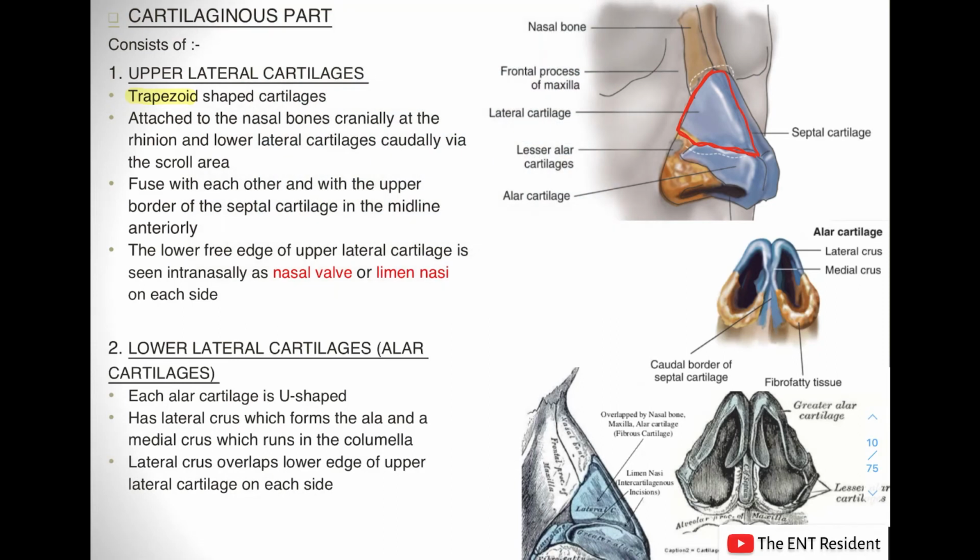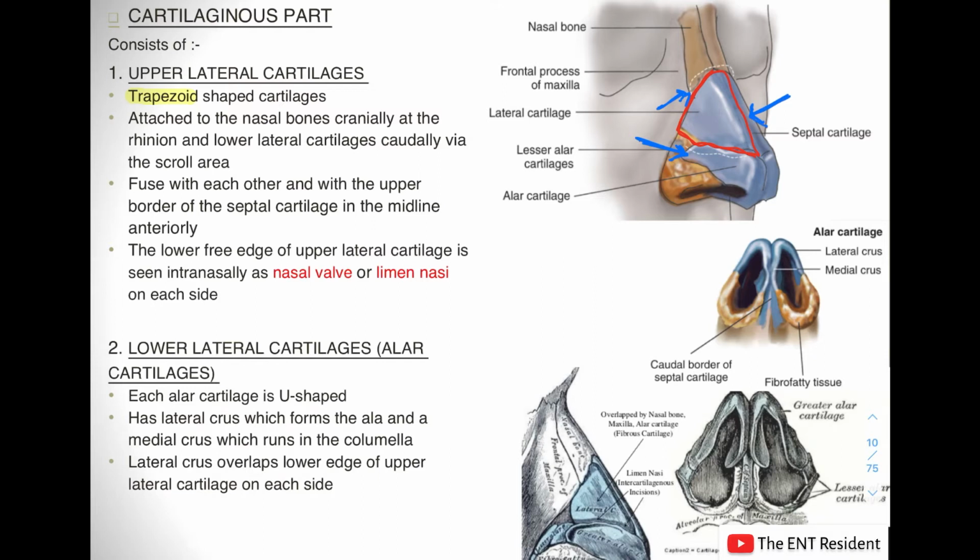If you see in the picture, we can see that it attaches to the nasal bone over here cranially and to the caudal cartilages, the lower lateral cartilages here caudally via the scroll area. These are the two attachments. Whereas in the midline, you can see that they are fusing with each other and with the upper border of the septal cartilage in the midline anteriorly.